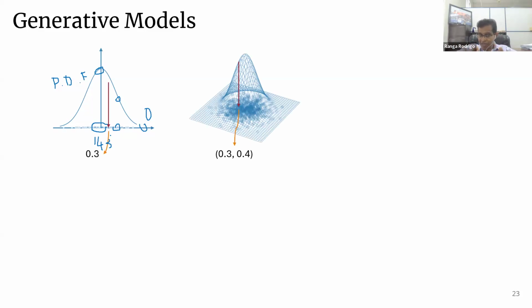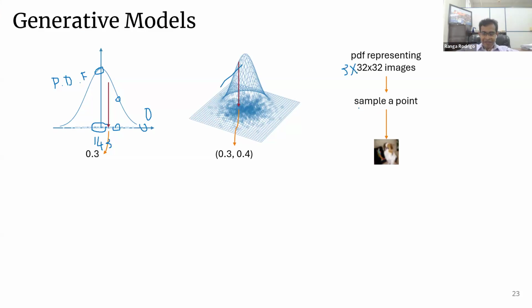But data is not just one-dimensional or two-dimensional. It's massively high-dimensional. If you take an image, we saw that it's 3072 dimensional if you take a 32 by 32 image. So in that space, 32 by 32 times 3 space, I forgot to write the 3 here. If you sample a point, you should see an actual image. If you sample a point from the distribution that represents images of 32 by 32 by 3, you must get a matrix that looks like an image.